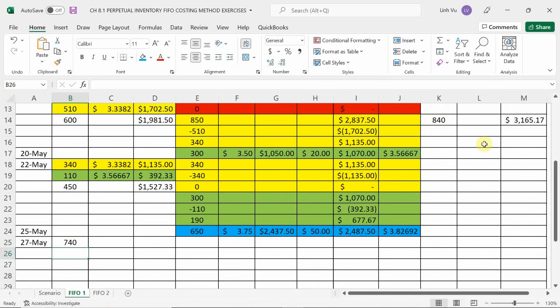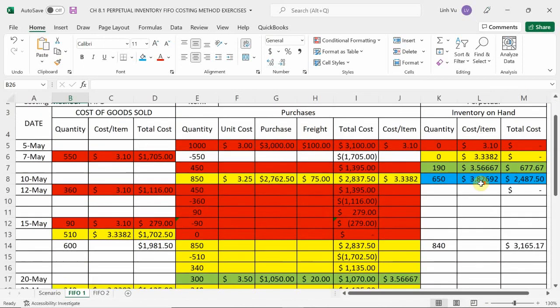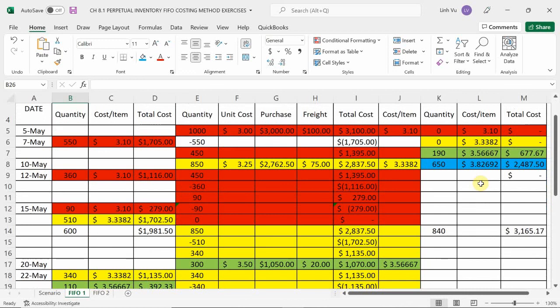So let's take a look at my batches of inventory. In this case, I surely have enough. I have 840 units. However, does my green batch have enough to sell all 740 units? No, I don't. Not even my blue batch, right? My blue batch only has 650. So at the end of the day, I have to dip into both batches of inventory.